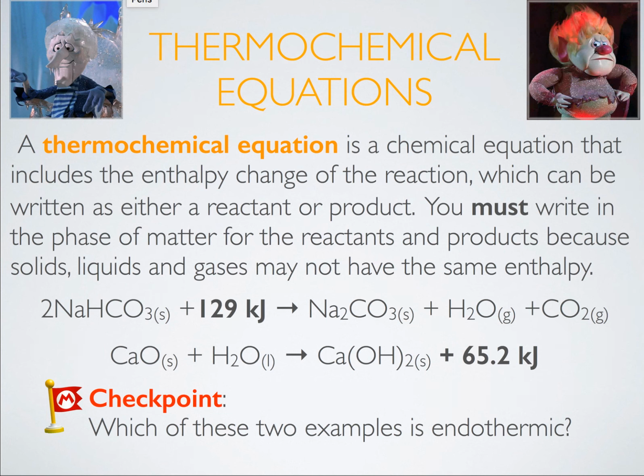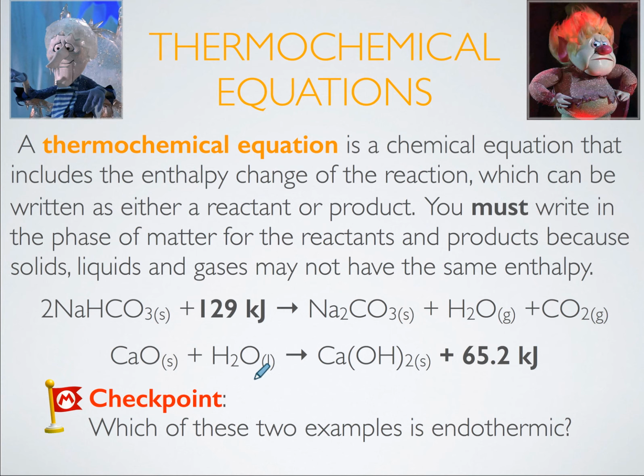This is part 2 of the thermochemistry notes, and we're going to be starting with thermochemical equations. A thermochemical equation is a chemical equation that includes the enthalpy change of the reaction, which could be written as either a reactant or a product. For these types of equations, you have to write in the phases of matter for the reactants and products because solids, liquids, and gases, the phases, they affect the amount of enthalpy that you could potentially have.